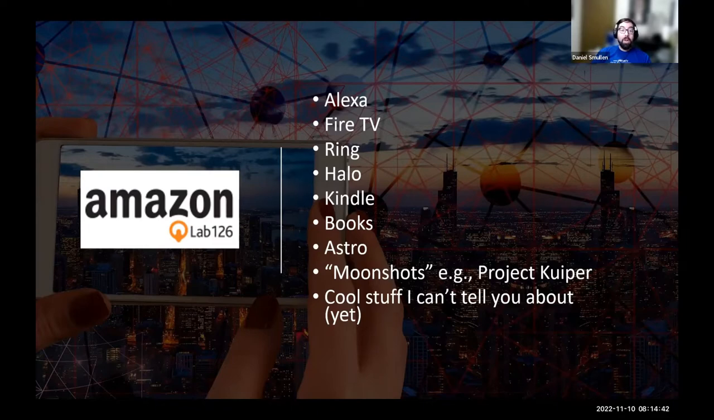it's pretty cool. Then there's also stuff like moonshots, such as Project Kuiper, which is a massive worldwide satellite communications network. So that's also under my purview. And then a whole pile of other cool stuff that I can't tell you about yet. Wish I could, but sorry.